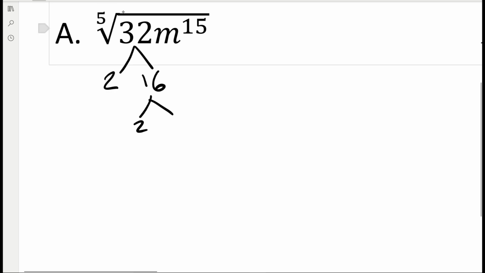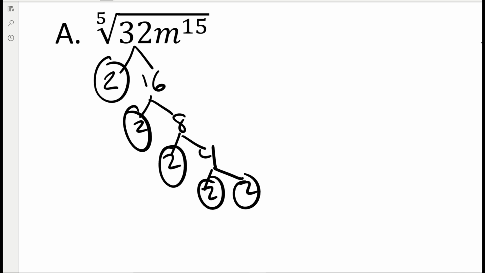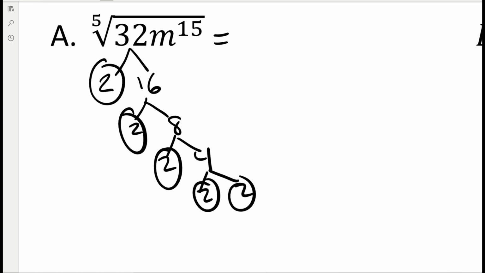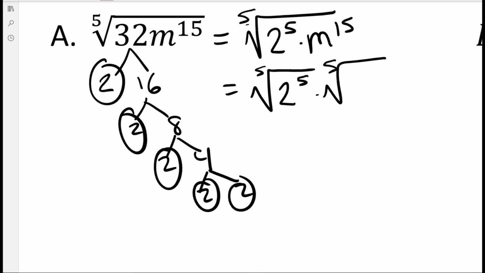16 is 2 times 8. 8 is 2 times 4, and 4 is 2 times 2. So we have here 5 2's. So we can basically rewrite this as the fifth root of 2 to the 5th, and I write it as 2 to the 5th only because I have a 5 there, which is what I want, times m to the 15th. So now we can split this up into two separate radicals, if you will. We could split into the fifth root of 2 to the 5th, and then the fifth root of m to the 15th.